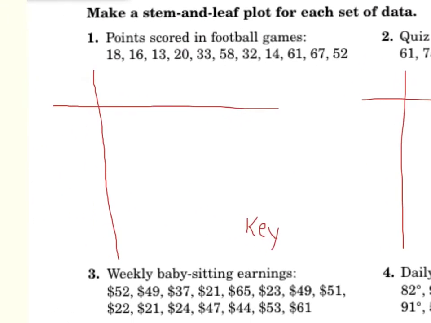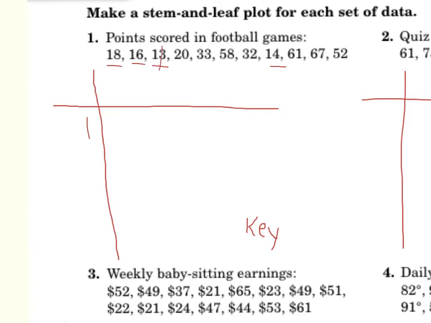Points scored in football games. We don't have any single digit numbers. The smallest number we have is 13. So here with our stems, we're going to put the number 1. And then every number that has a 1 in the tens place, we're going to write those down first. And we need to write them in order from least to greatest.